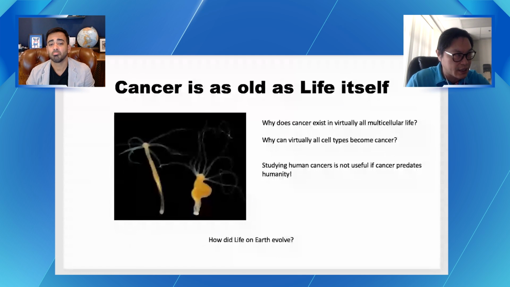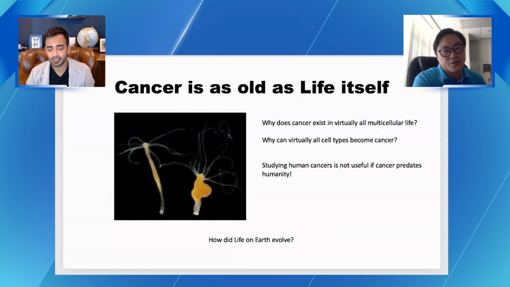Dogs get cancer, cats get cancer, rats get cancer. Everything gets cancer. So the answer to how cancer develops, or why it develops, doesn't lie in studying human cancer. You have to go back further, because it's really as old as life itself.